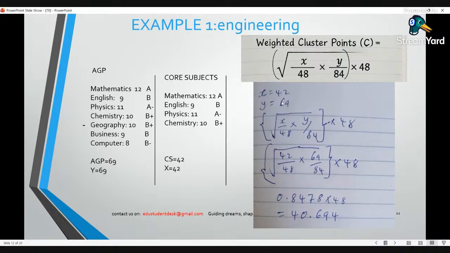Then you substitute into the formula, x over 48. Remember, x represents the sum of the core subjects, and y is his or her aggregate points. So it will be x over 48 times y over 84. So x is 42, y is 69. Substitute and compute it in a calculator and you will get 40.694. The cluster points are normally calculated to three decimal places. Let's go to example 2.